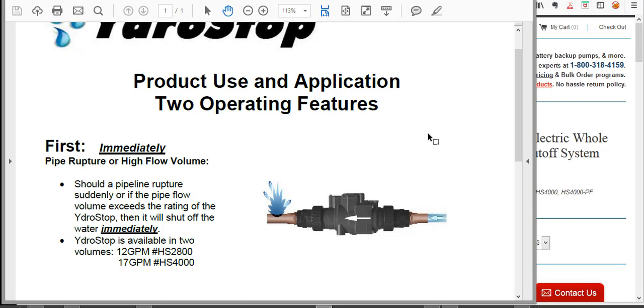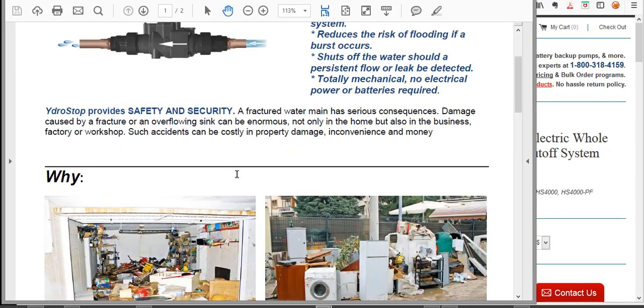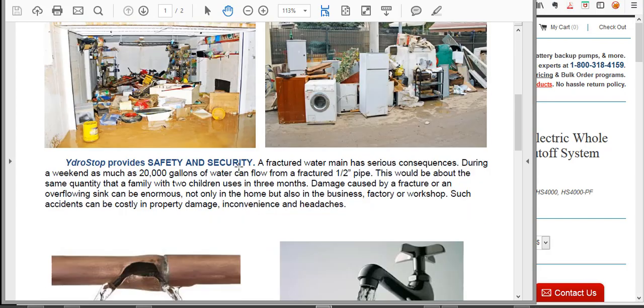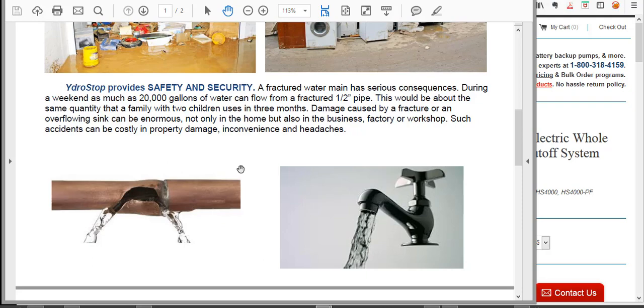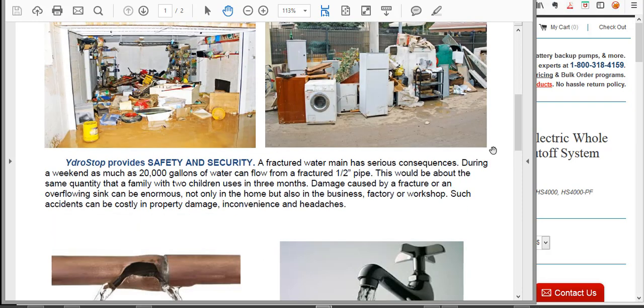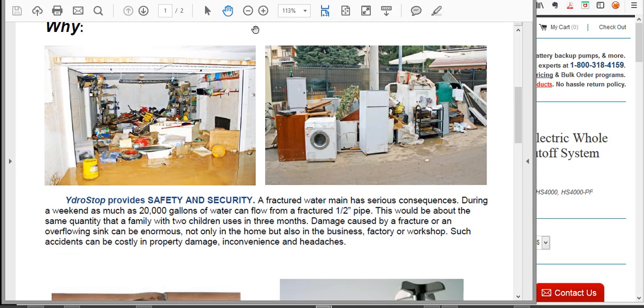YdroStop provides safety and security. A fractured water main or a valve left on has serious consequences. During a weekend, as much as 20,000 gallons of water can flow from a fractured 1/2-inch pipe. This would be about the same quantity as a family with two children uses in 3 months.